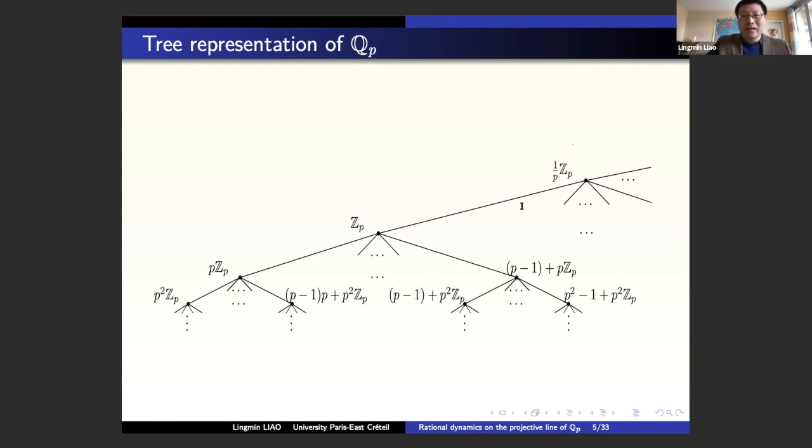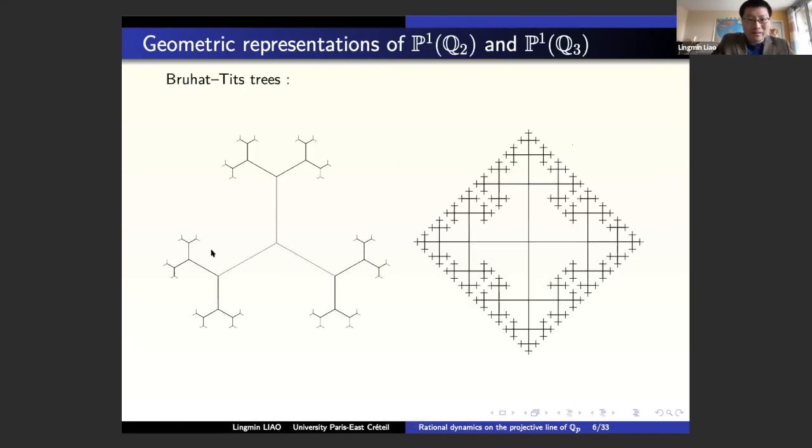Just like for the projective line of R, where you take the line and join the point at infinity and get the unit circle, it is the same thing here. You take this line, this is your Z_p, and this is another branch outside Z_p. You take this branch as the same thing as this, and then you get your projective line. So this is the shape.